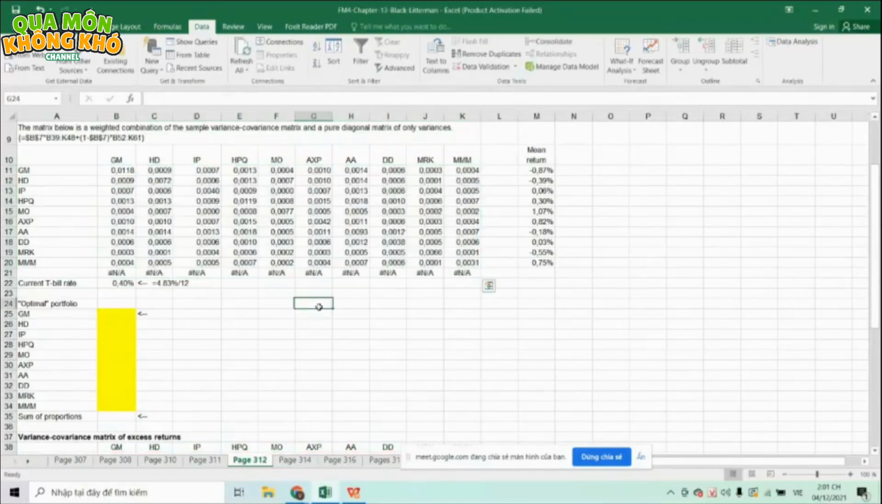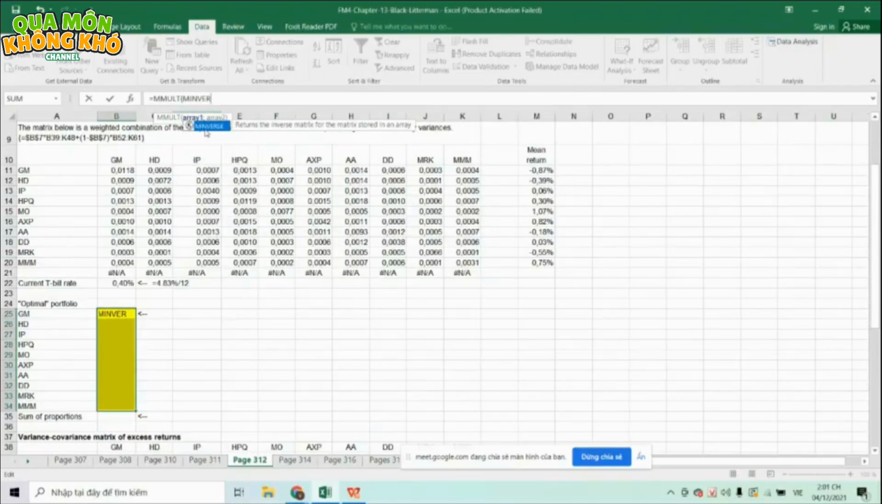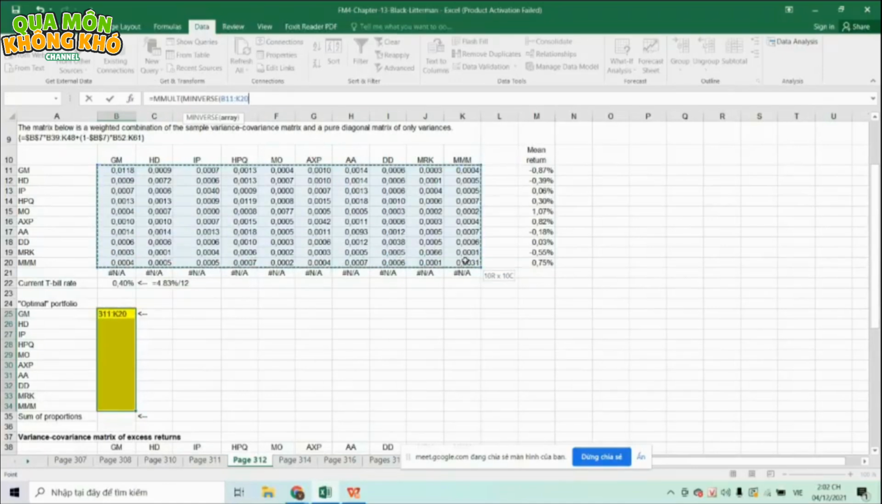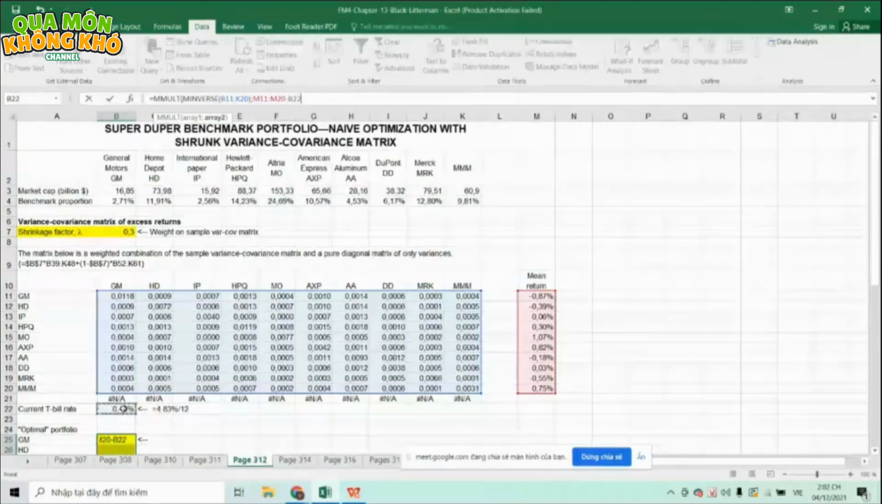And so now we will calculate. Next, we will calculate the optimal factor with the formula: MMULT, MINVERSE of this range, and the mean return minus the risk-free rate here.